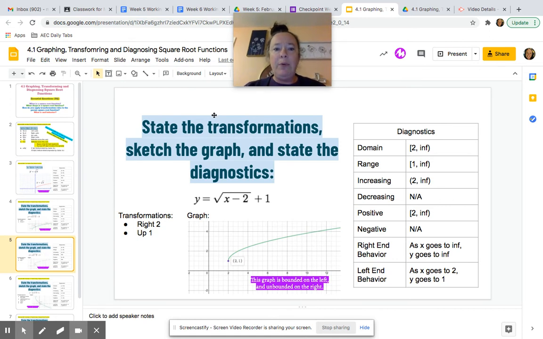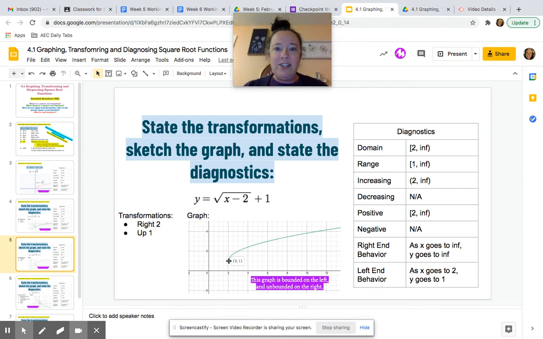Here's just another example that we're not doing a note card on, but our diagnostics, this would be right 2 because we have an x minus 2 inside of the operation, and up 1. Here's the graph. Again, in Desmos, I had to tell it to put the ordered pair 2, 1. This graph is bounded on the left and unbounded on the right. The domain is bracket 2 to infinity. The y's that this graph touches, the range, the bottom one is 1 included to infinity. It's increasing on the whole domain, 2 to infinity with no brackets. It's not decreasing.